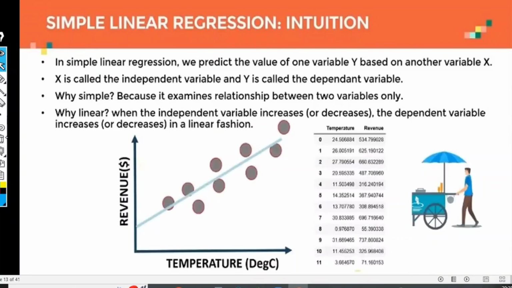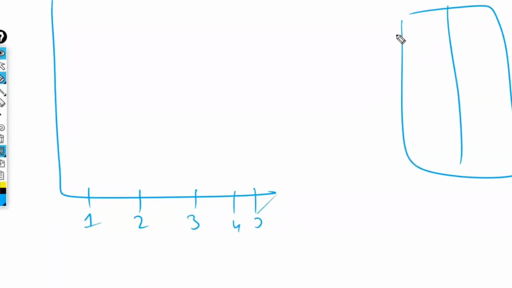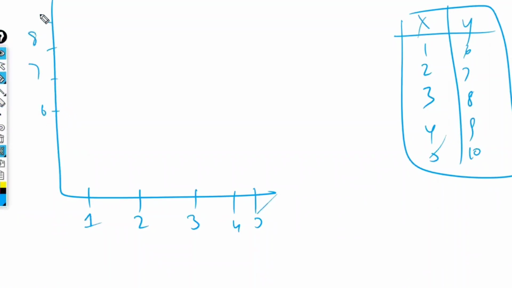Right. Sir, now let us take an example. Whatever the x and y, x is equal to 1, 2, 3, 4, 5. I have a data set like this where x is equal to 1, 2, 3, 4, 5 and y is equal to 6, 7, 8, 9, 10. It is the simplest equation, the simplest example. Now I am going to take y equal to 6, 7, 8, 9, 10, whatever the values are, and just make a plot.